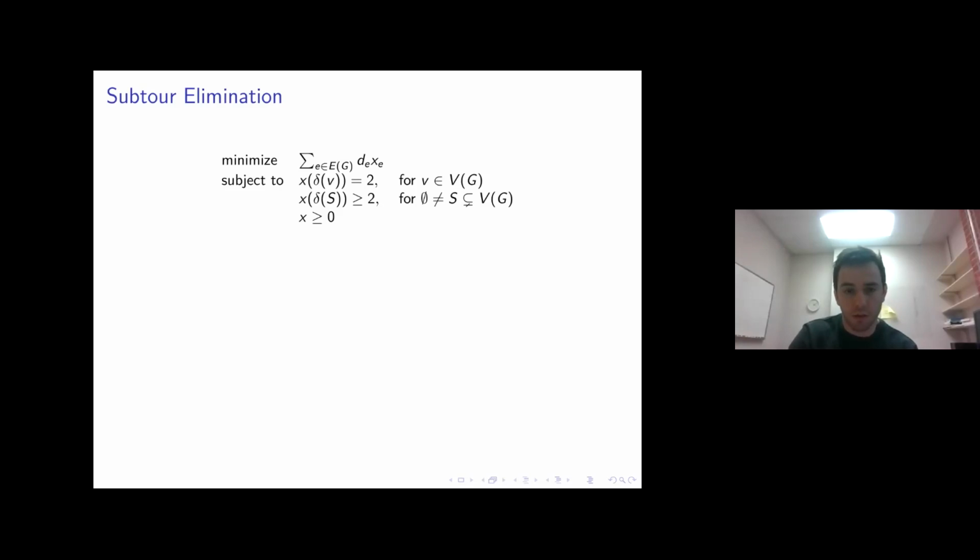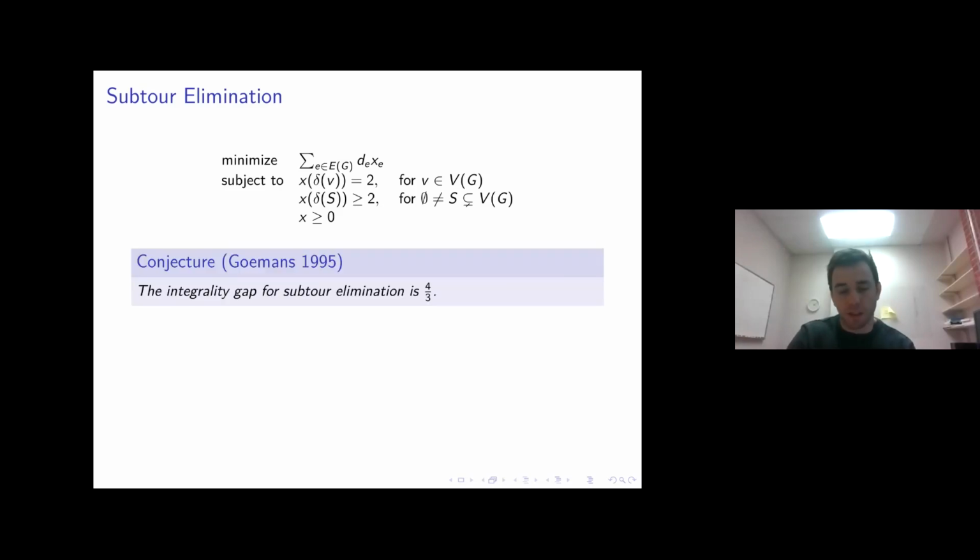It's very natural. And there is Goemans' conjecture from 1995 that the integrality gap for subtour elimination is 4/3. That is, if you take the optimal linear program solution and round it to an integer solution, then you're only off by a factor of 4/3.